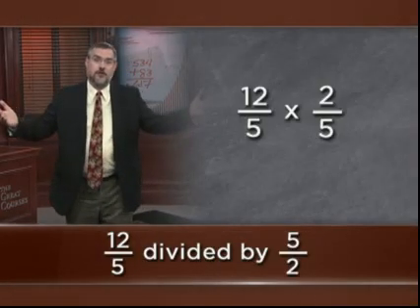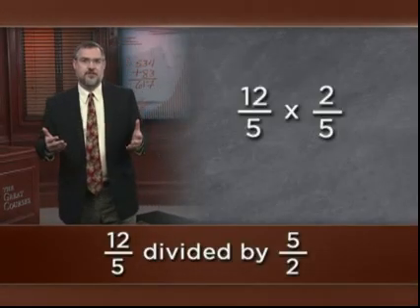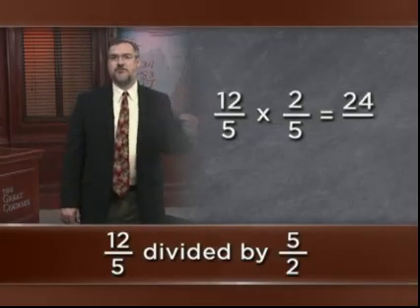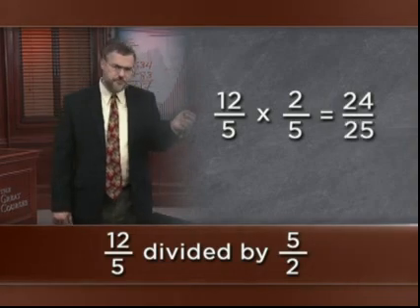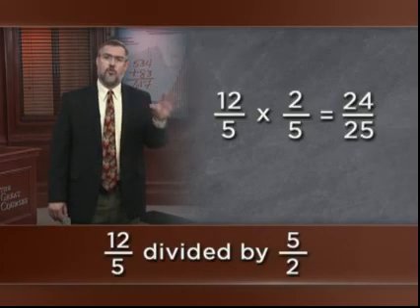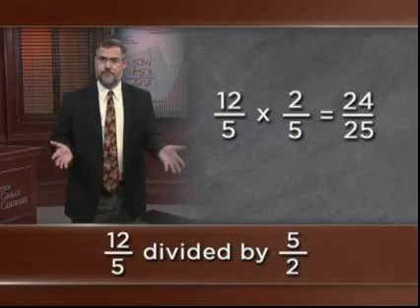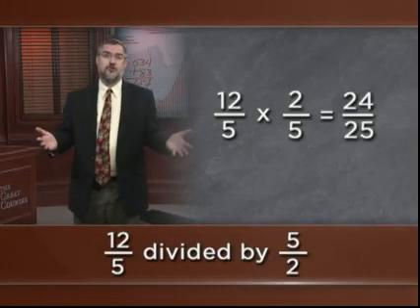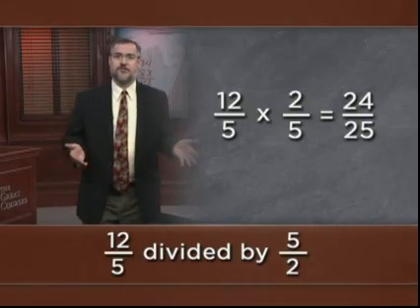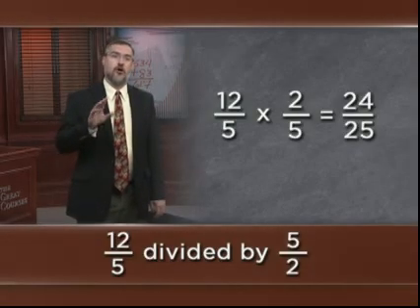Well, I simply multiply. If I can't do any cancellation, I just multiply the numerators and I multiply the denominators. So 12 times 2 equals 24, and 5 times 5 equals 25. And that means that my final answer in this division problem is 24 over 25, and believe it or not, that's already in reduced form. And it's not an improper fraction because 24 is smaller than 25. So that means 24 over 25 is going to be less than 1, and that means that the final answer really is 24 over 25.